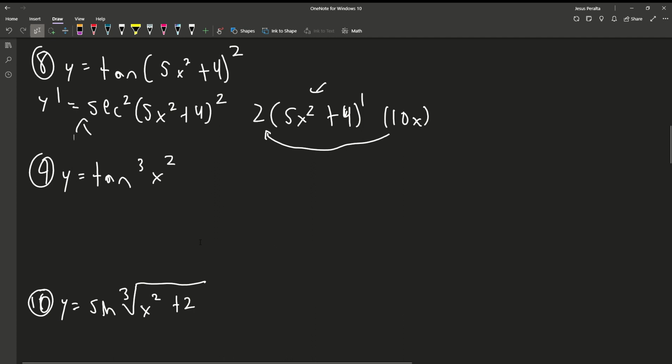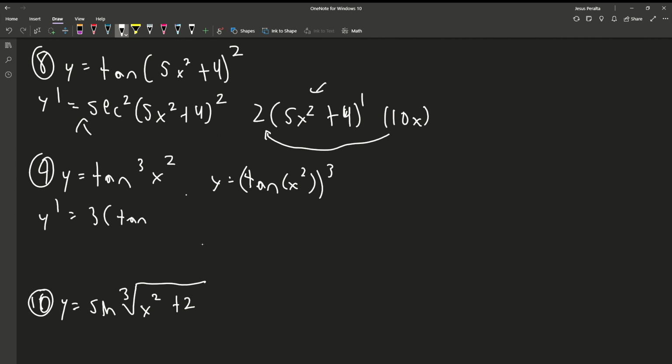Alright, like I said, we're just going to go rapidito with this. This is the same thing. Hold up. This is the same thing as saying this. So the y prime is equal to, let me just, yeah. So we have 3 and then tan x squared.